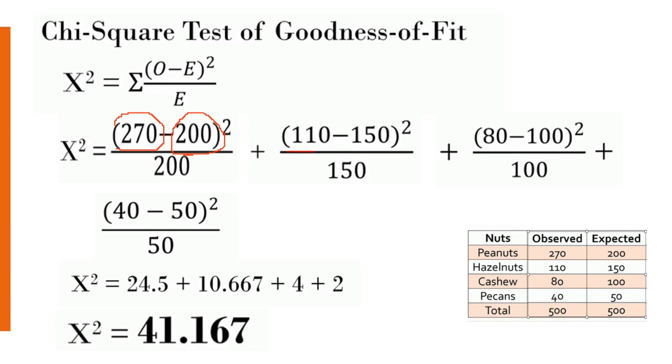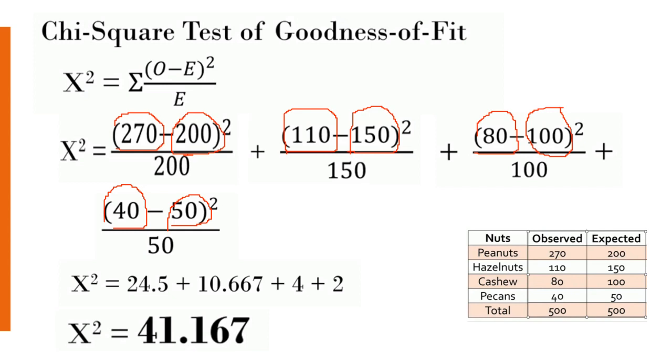The observed frequencies of hazelnut is 110 minus the expected frequencies, which is 150, is squared divided by 150, plus the cashew, 80 for observed frequencies minus 100 for the expected frequencies, is squared divided by 100, plus the pecans, 40 for the observed frequency minus 50, which is the expected, is squared divided by 50. So x squared is equal to 24.5 plus 10.667 plus 4 plus 2.